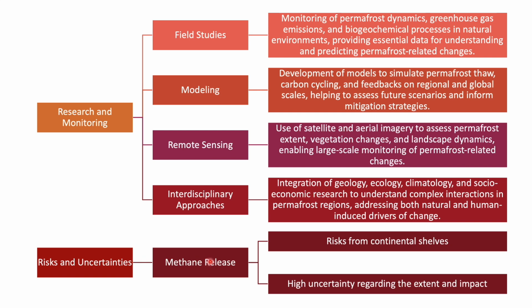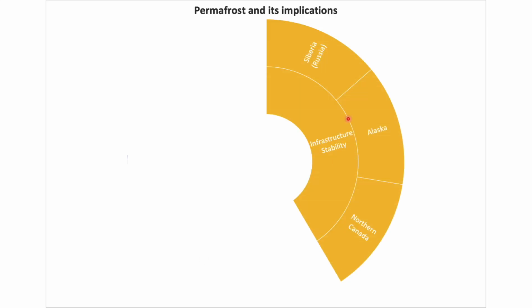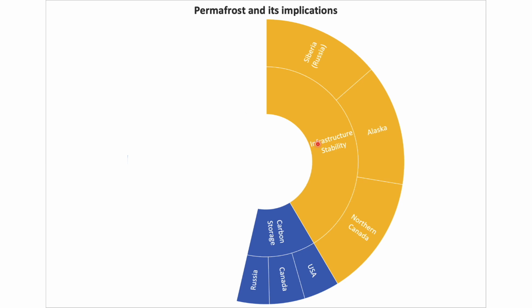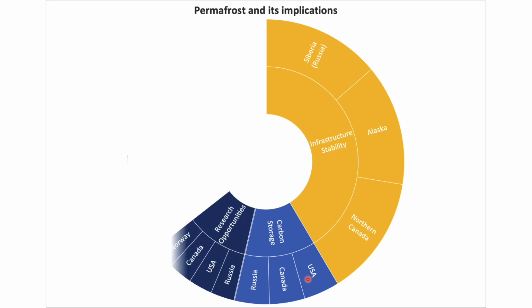What are the risks and uncertainties? Mainly the methane release is the major problem. And here we will be looking at the permafrost, how it affects the different regions in the Arctic. So the infrastructure stability basically affects Siberia, that is the Russia region, the Alaska region and northern Canada. So that means this is the major activity which affects the human population in this area. It is followed by carbon storage. The carbon storage is mainly affecting countries like the USA, Canada and Russia.